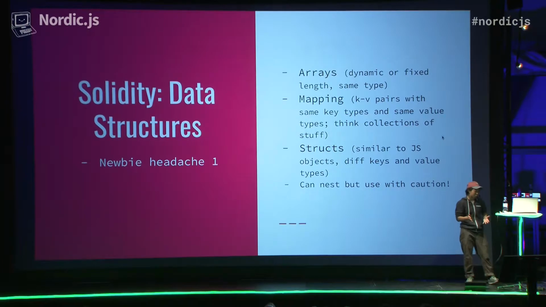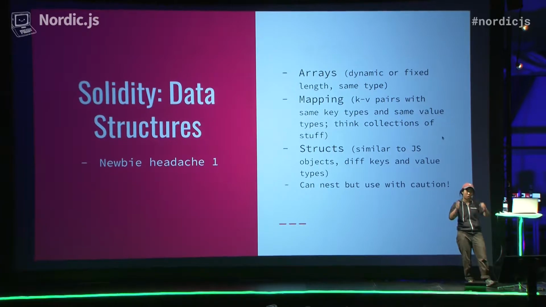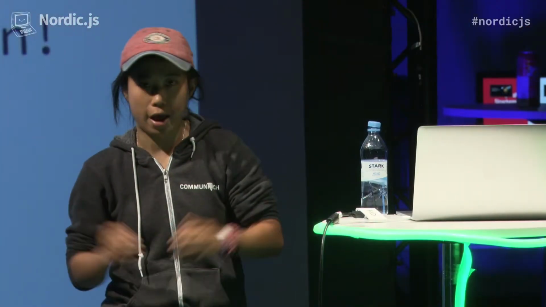And then the other thing that gets a little bit confusing, especially for new developers, is the idea of data structures. We have arrays in JavaScript, and they're typically dynamically linked. You can put in whatever you want in there. But in Solidity, they're either dynamically linked, or you have to specify how long you want your array to be. And also, the things you put into the array have to be the same type. So that gets a little confusing.